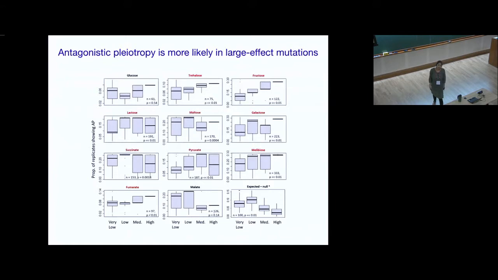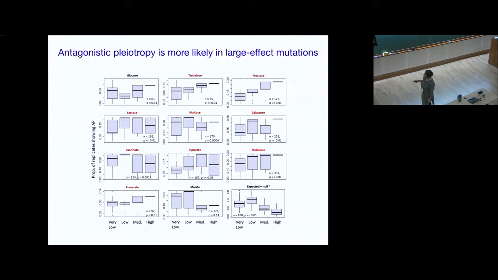Okay, we could then also use these data to test another hypothesis which has been around in the literature for a while, which is that antagonistic pleiotropy is more likely in large effect mutations. Right? So if you have mutations which have huge effects, whether they're beneficial or deleterious, maybe you're more likely to find that they also have similarly large effects in some other resource, and opposite effects. And so we could test that in cases where we found enough mutations with significant antagonistic pleiotropy.